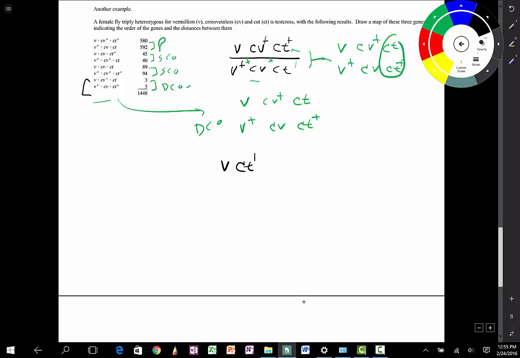So we're going to rewrite our starting point with CT in the middle. So we still have to have the same alleles on the same side of the line, so the CT plus and CV plus have to be on the same side of the line. And then V plus can be down here, and CV and CT are down here. So this is our starting point.